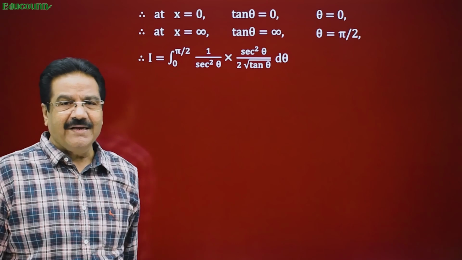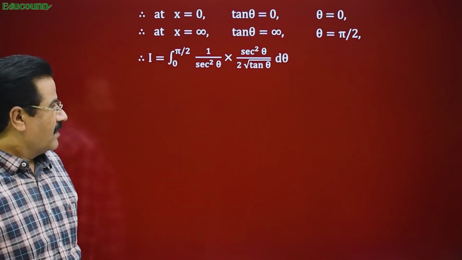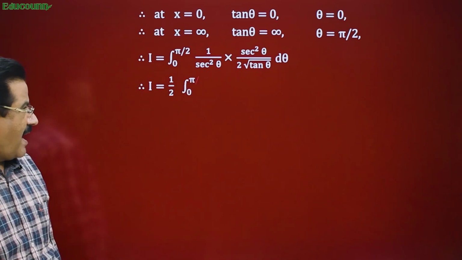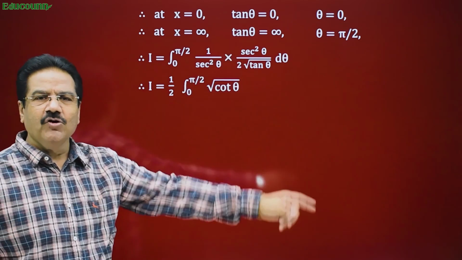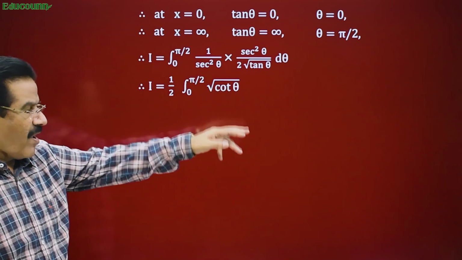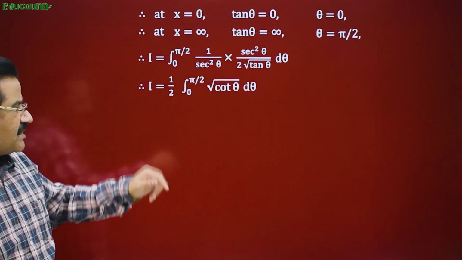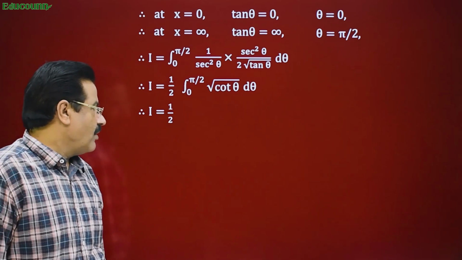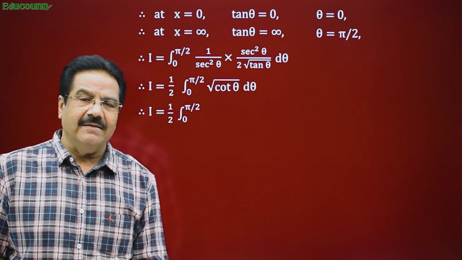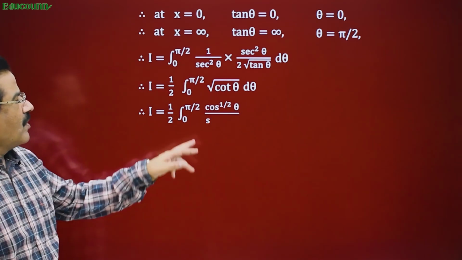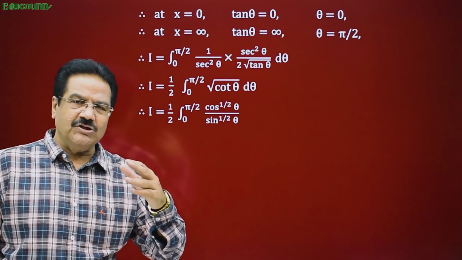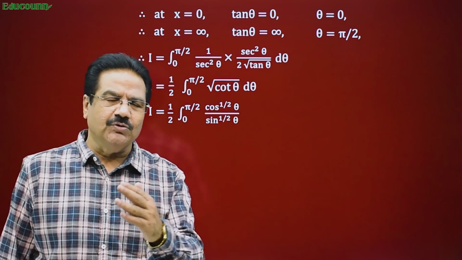Observe that sec square theta gets cancelled. We can simplify further, taking 1 by 2 outside the integration, and then we can write tan theta in the numerator as cot. So the root remains the same. So it is root of cot theta d theta. Let us do the simplification now. So I is equal to the outside term as it is. We know that cot means cos upon sine, and therefore we can write cos upon sine. And because of the root, we can simplify that as cos raised to half theta upon sine raised to half theta d theta.